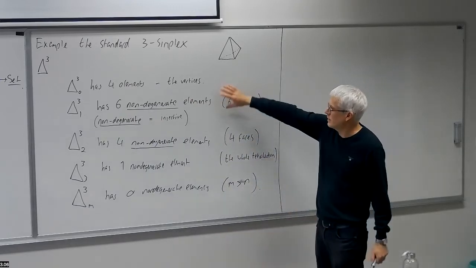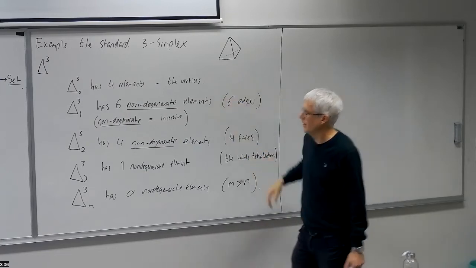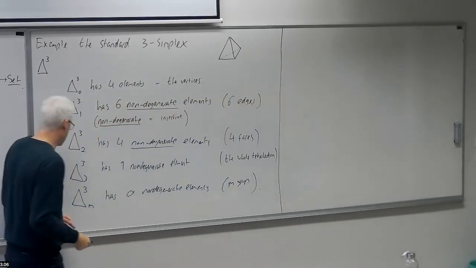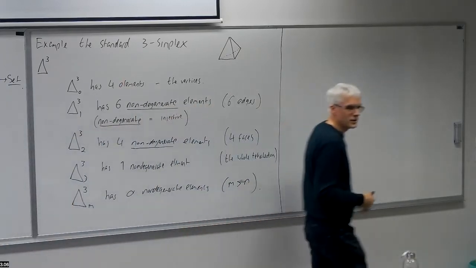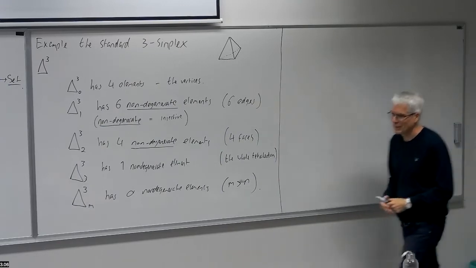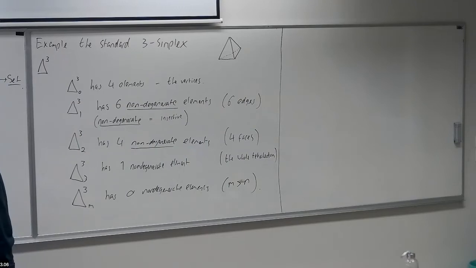And you can see also from this definition that the non-degenerate elements in delta n sub m, you always have n plus 1 choose m plus 1 of them. So you can express these numbers using binomial coefficients, I think. I hope so anyway. I didn't double check that. It seems obvious to me, but I haven't actually double checked it.